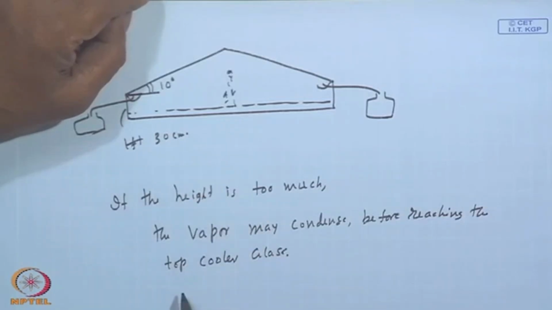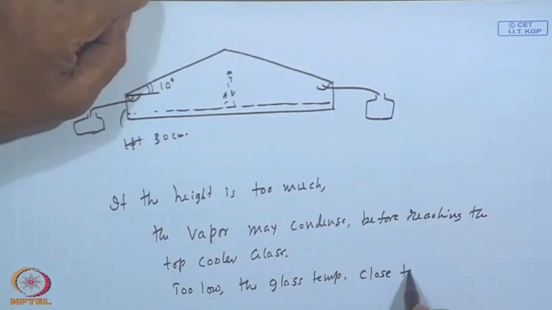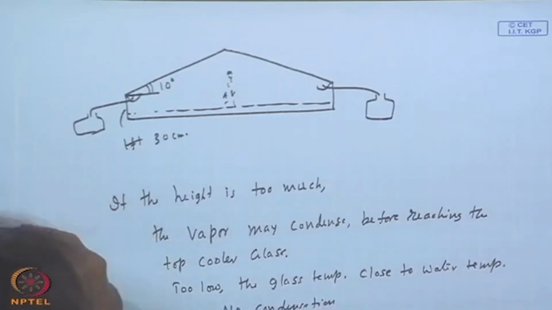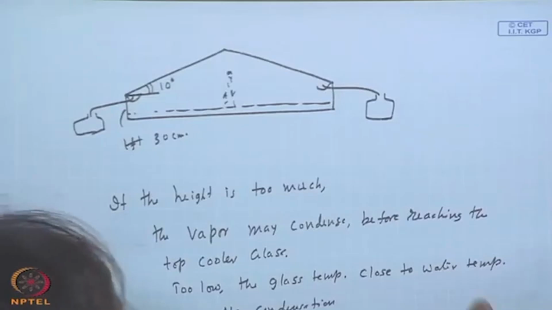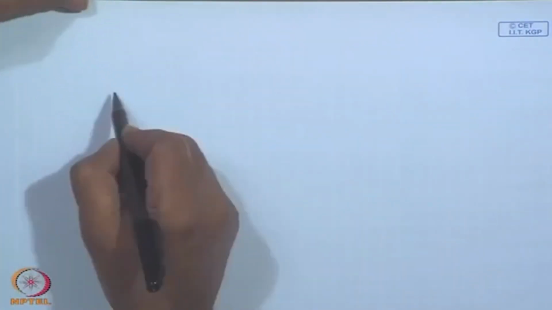So, it should not be very high, right? And if it is too low, the glass temperature will be close to the water temperature, so no condensation may take place. So, you should give a chance for that to be cooler, but at the same time not too far away for our vapor not to reach it and condense on the way.